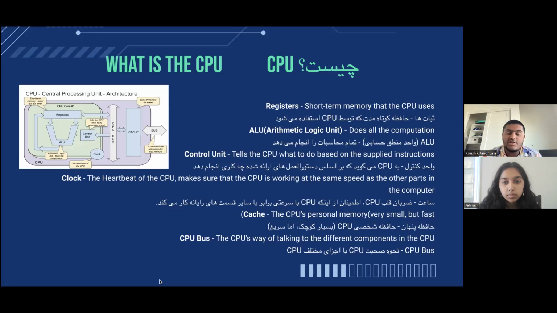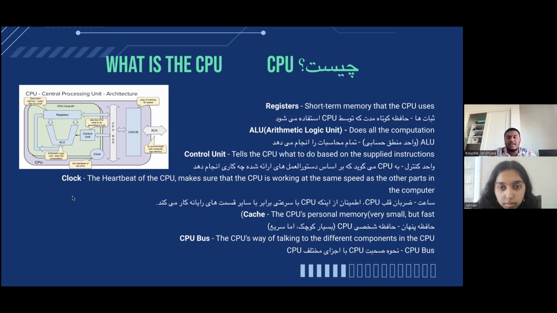So some key terms that you'll hear about a CPU are listed here. Registers are a type of short-term memory that the CPU uses. The ALU, or arithmetic logic unit, does all the computation required for the CPU. The control unit decodes the supplied instructions and tells the CPU what to do. The clock is basically the heartbeat of the CPU and makes sure that the CPU is working at the same speed as every other part in the computer.